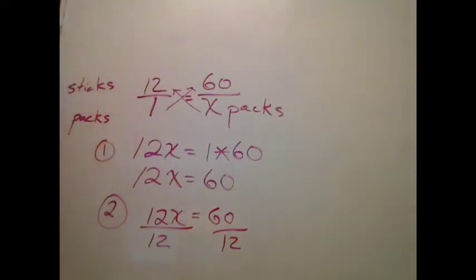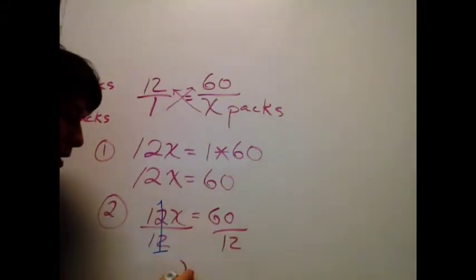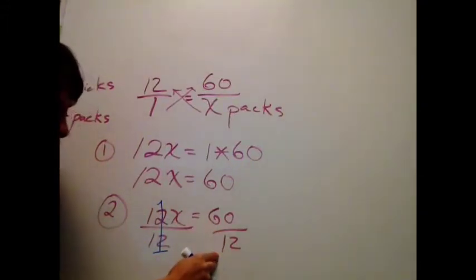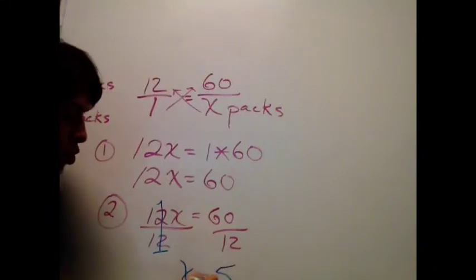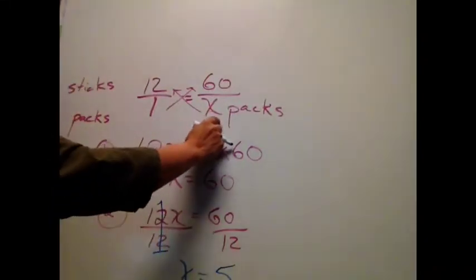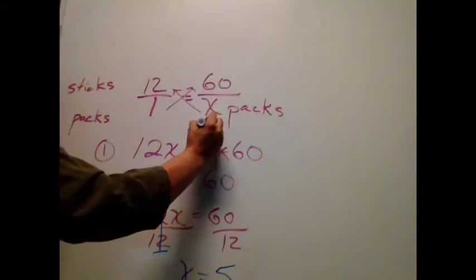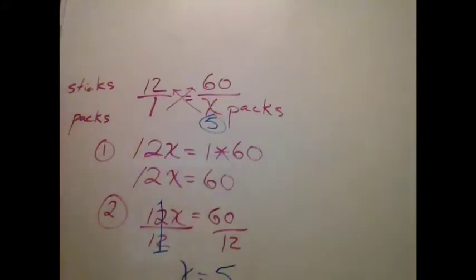We remember that 12 over 12 equals 1 whole. 60 divided by 12, you remember your multiplication, that means 12 times 5 is 60. So we should have started with 5 packs of gum in this problem. And that's how we use it to find the missing value.